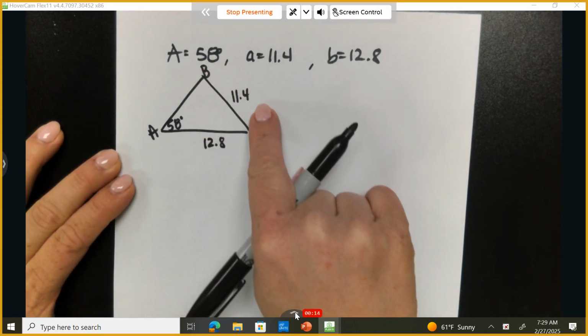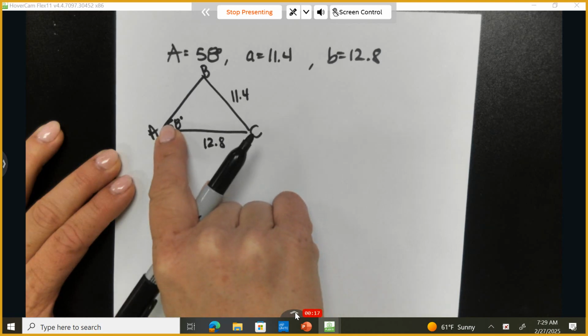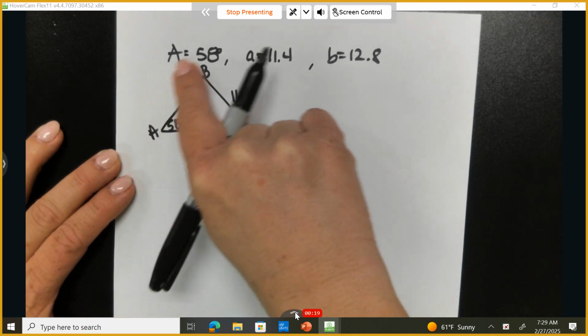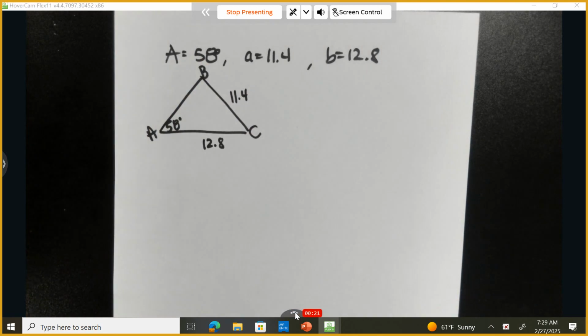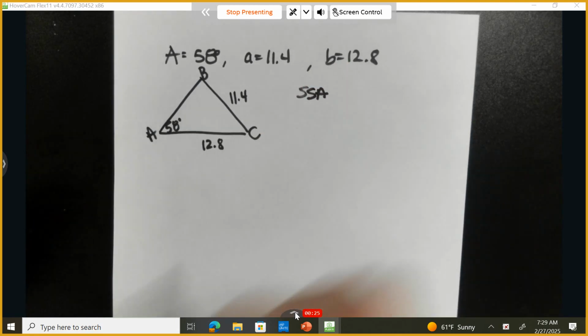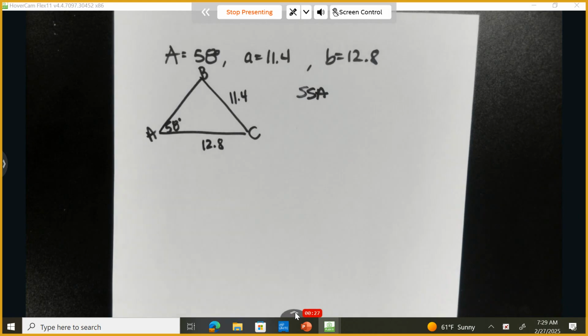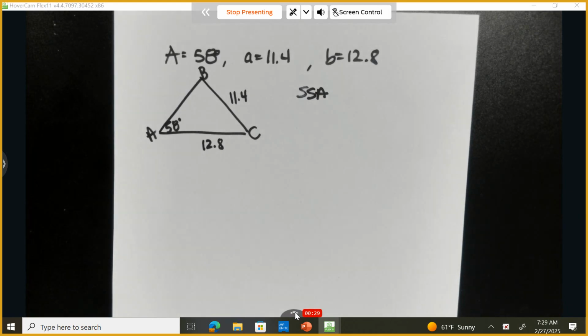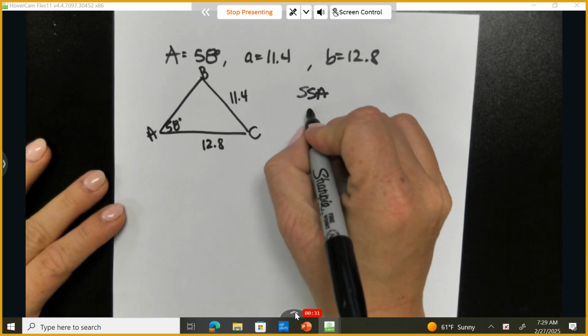I have a side and an angle. Or some people may see this as angle, side, side. Well, we're not going to say that, so instead we say SSA. We have two sides followed by an angle. Whenever you have a situation that's an SSA, there's one of three possibilities.